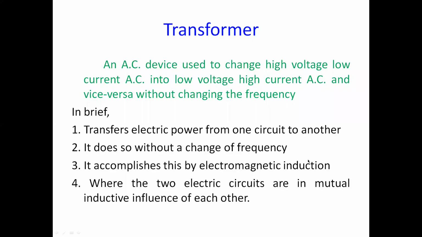So today we start the transformer chapter. This transformer chapter is also categorized into two sections: single phase and three phase.